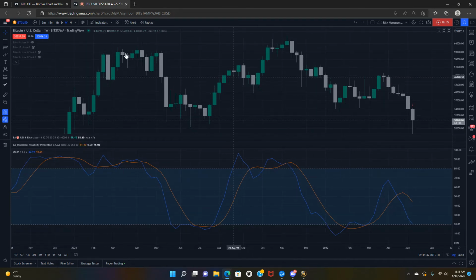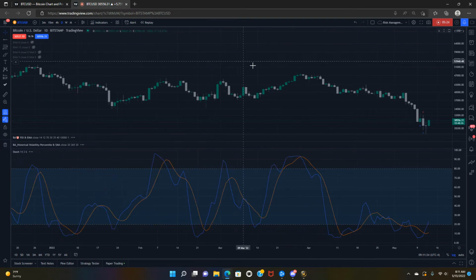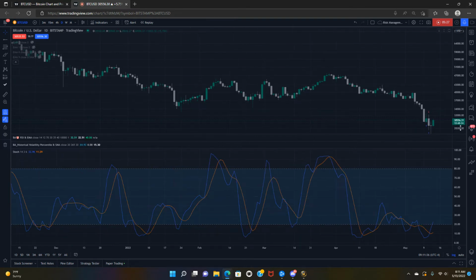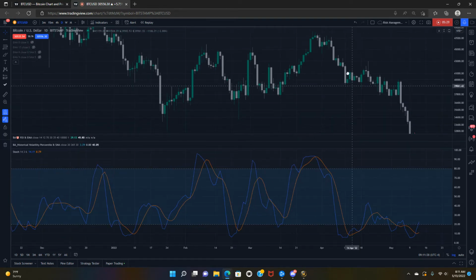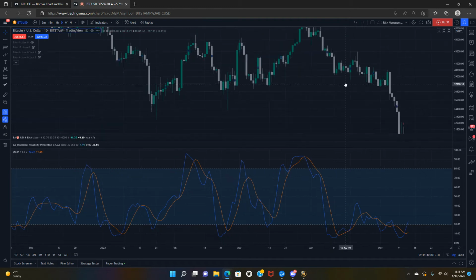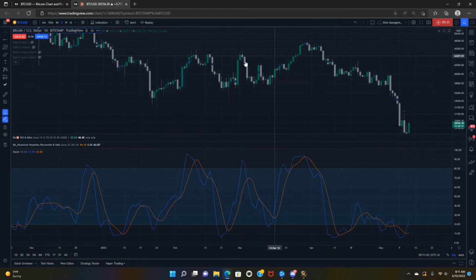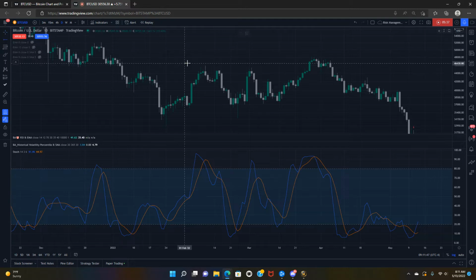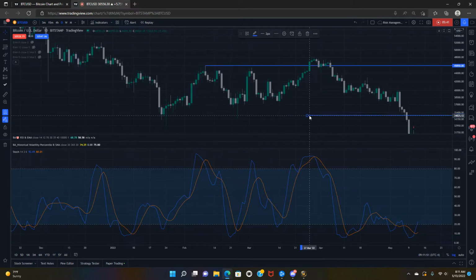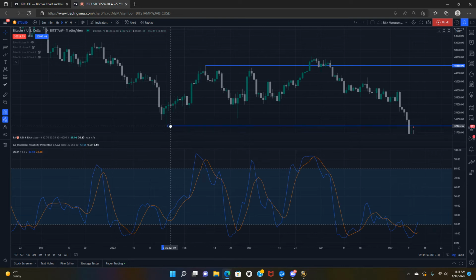All right, and then going down to the daily, this is less of an area of interest on stochastics, just because there's really no clearly defined trend here, right? You have the highs taken out above here, and then the lows taken out below here. So you have this break of structure right here, right?